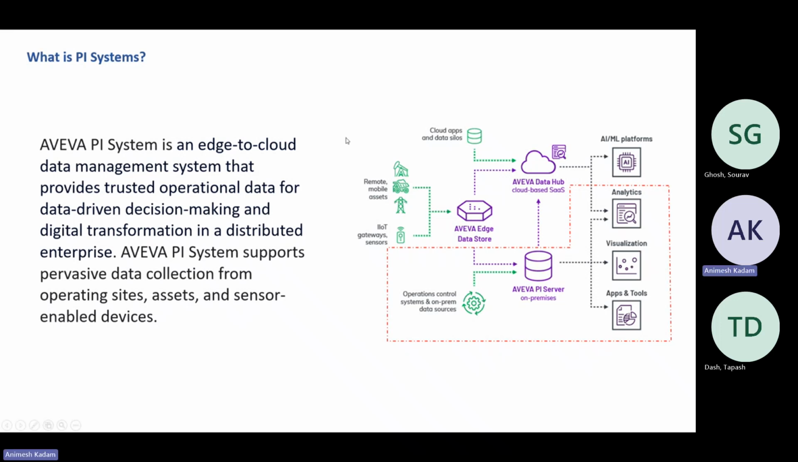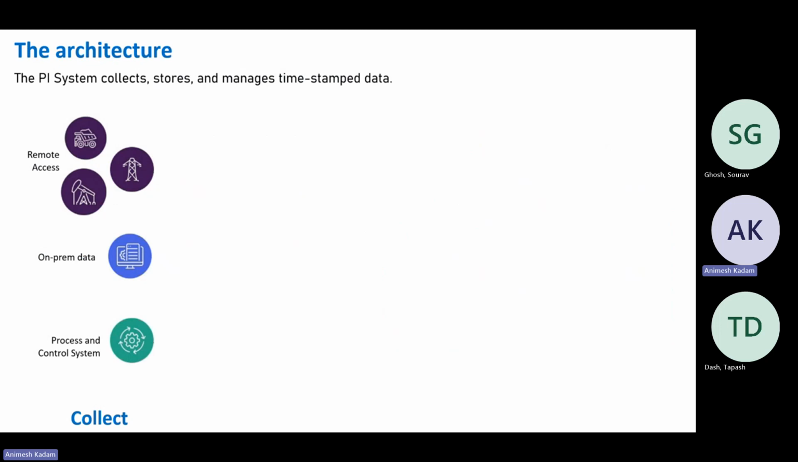So as you can see, this is a rough architecture of the PI system. We will be looking at the detailed architecture. Starting with the data sources, in this case, your data sources can be anything.